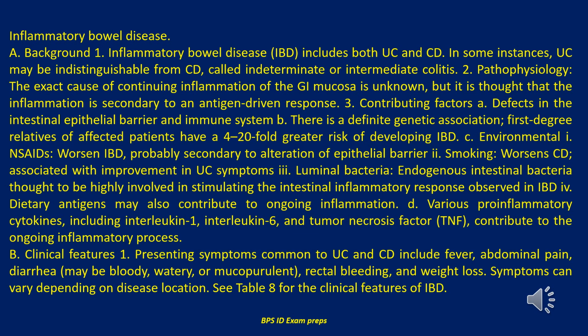3. The contributing factors include a. Defects in the intestinal epithelial barrier and immune system. B. There is a definite genetic association. First-degree relatives of affected patients have a 4 to 20-fold greater risk of developing IBD. C. Environmental. 1. NSAIDs worsen IBD, probably secondary to alteration of epithelial barrier. 2. Smoking worsens CD, associated with improvement in UC symptoms.